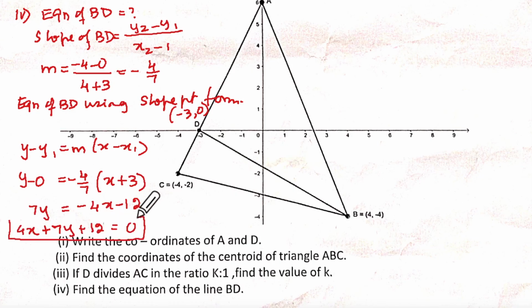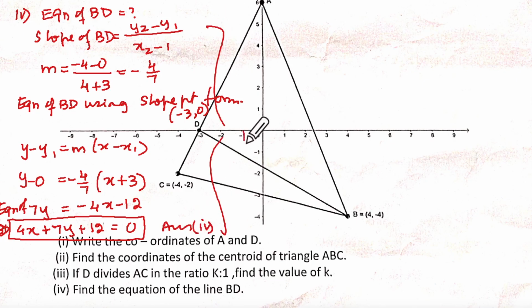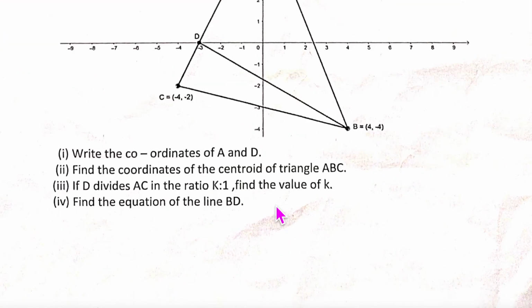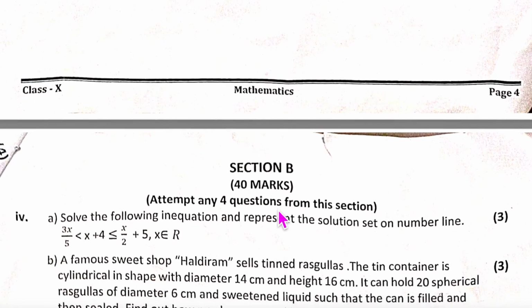And this is your equation of what? BD. Okay, and that is your answer 4. So this whole thing will give you 1 mark. So we have finished Section A. All right.